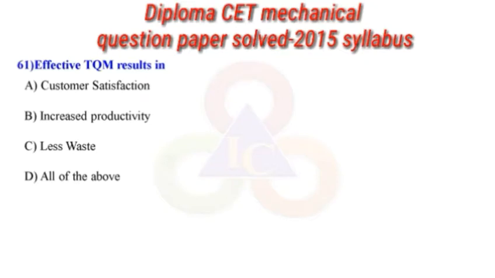61. Effective TQM results in A. Customer satisfaction. B. Increased productivity. C. Less waste. D. All of the above. Answer is all of the above.